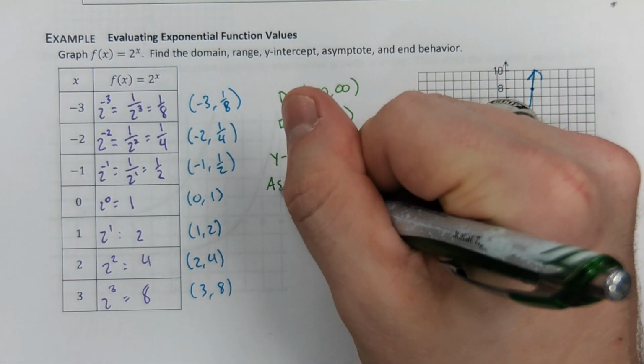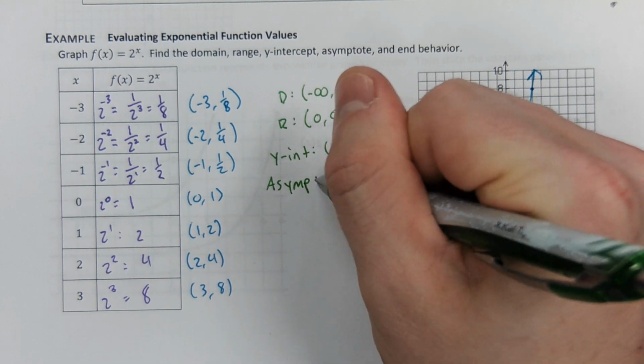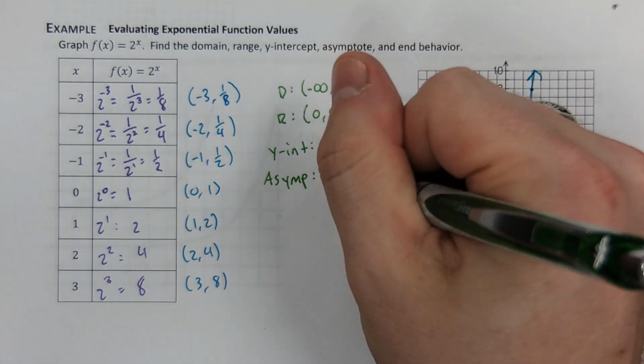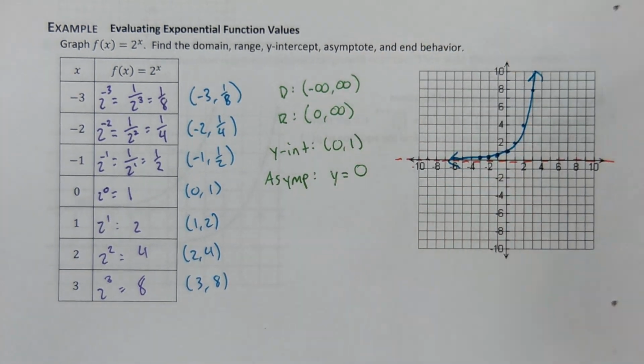Our asymptote must be written as an equation. If you don't write y equals and then the number, you have not given me an asymptote, you've given me a number. The horizontal asymptote is the line y equals 0.